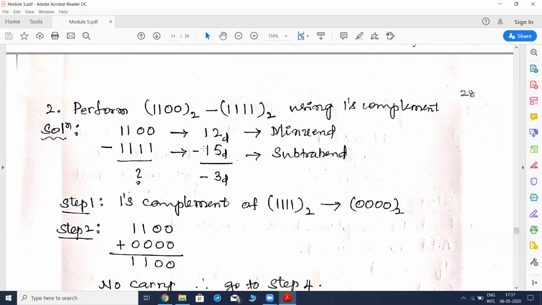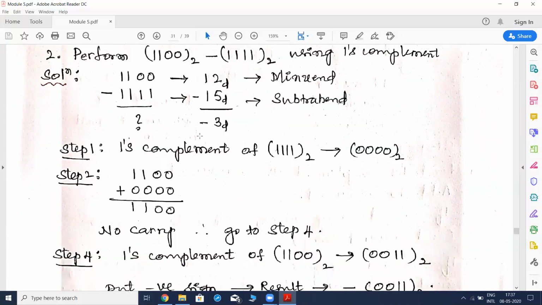So you are performing the subtraction where your subtrahend is greater than the minuend. In the previous one, your subtrahend was less than the minuend. In this example, subtrahend is greater than the minuend. What will be the result? Now let us see. First take the subtrahend, 1111. Take one's complement of the subtrahend. You will get 0 0 0 0 over here. When you add it to the minuend, you are left with the minuend only.